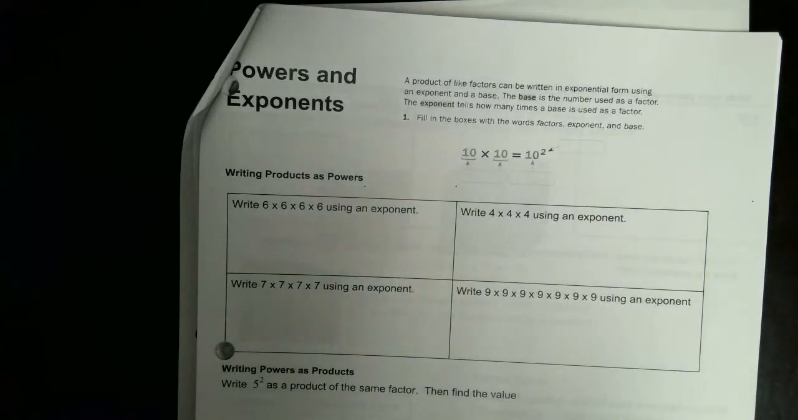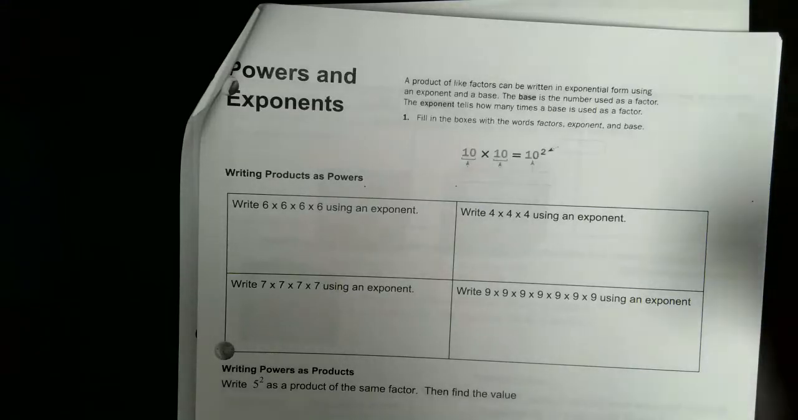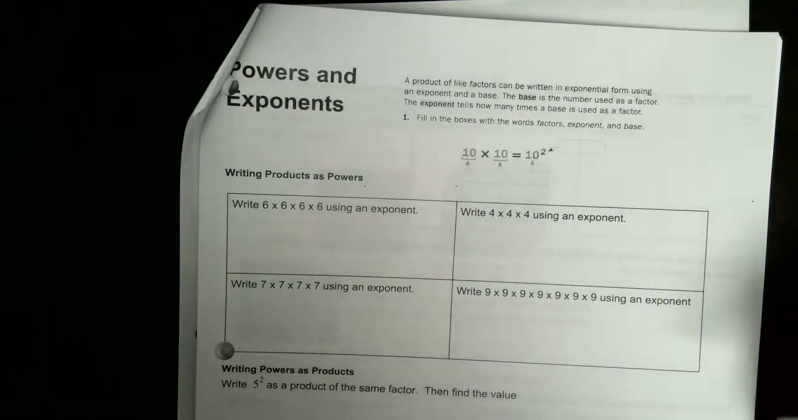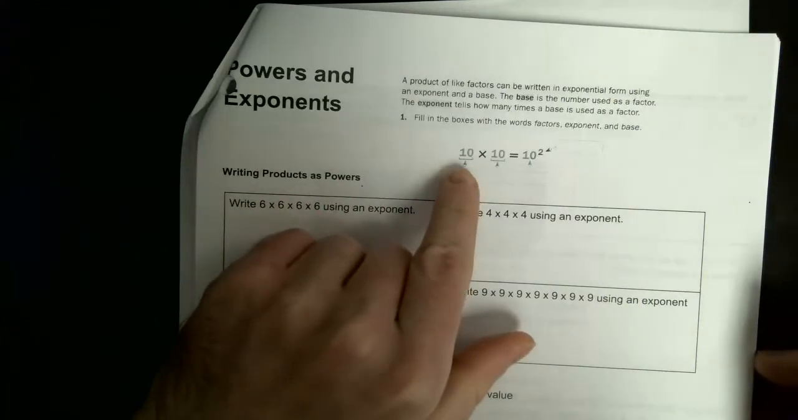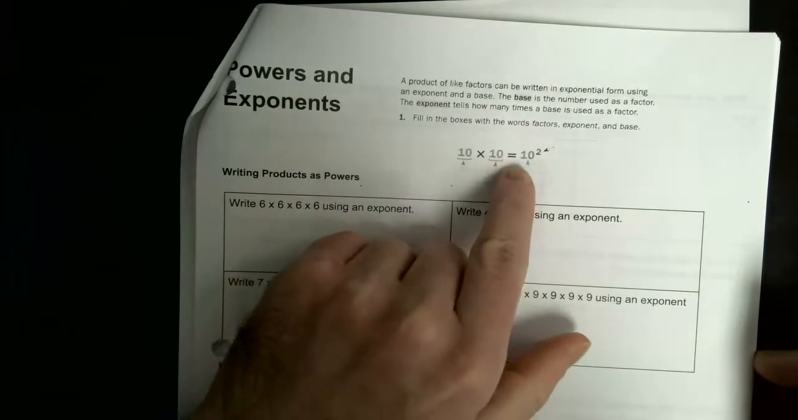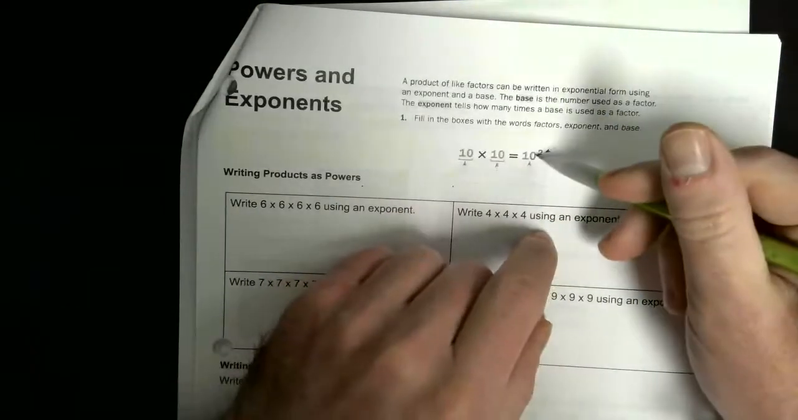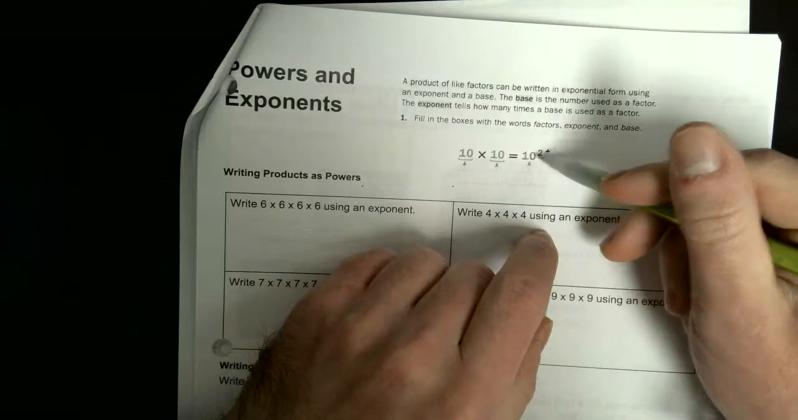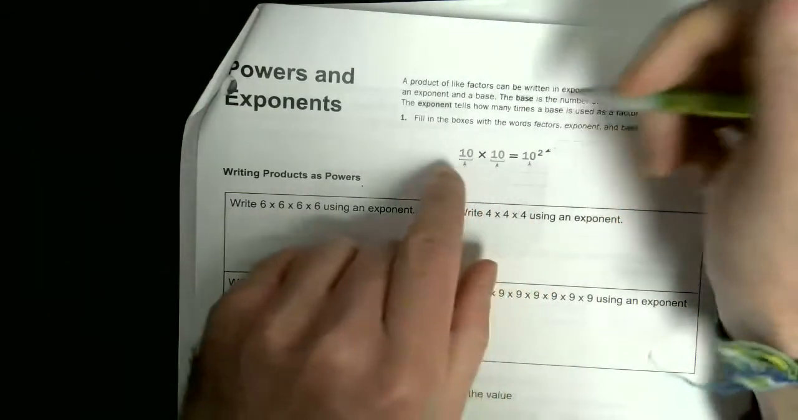All right, we're on page 5 here, and we're going to be talking today about powers and exponents. Whenever you have a number that is multiplied by itself many times, often it's easier to write it using an exponent. For example, we have 10 times 10 equals 10 to the second power. There's a special name for that: we can call it 10 squared. Whenever it's to the second power, we can call that squared.